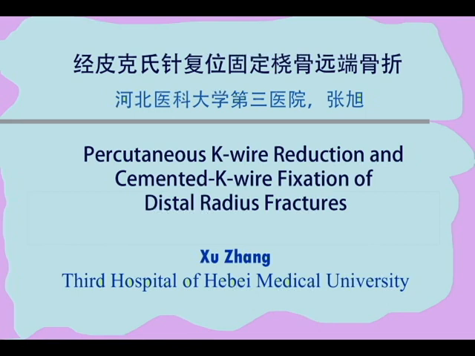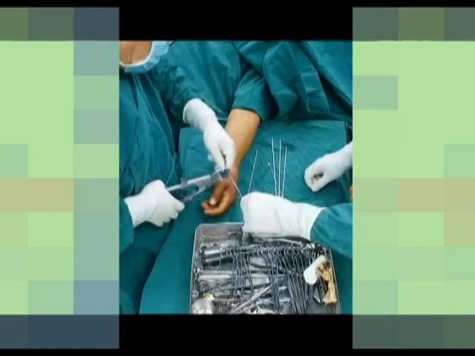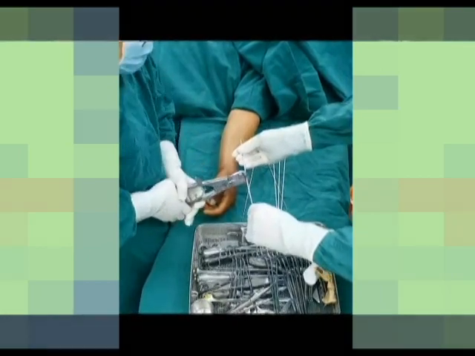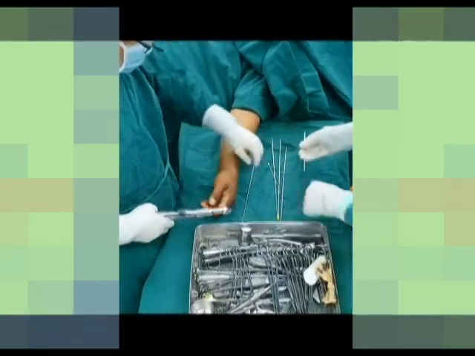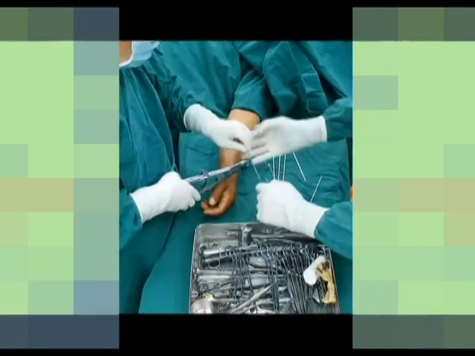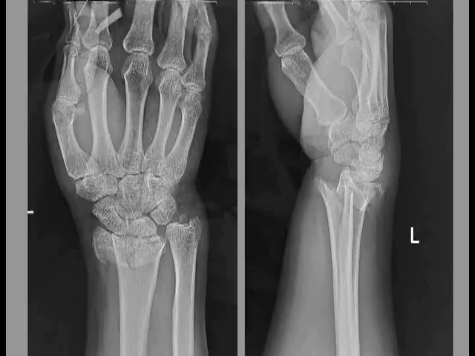We are going to introduce percutaneous K-wire reduction and cemented K-wire fixation for the treatment of distal radius fracture. This reduction technique is indicated when we predict difficulty in achieving good reduction, especially restoring radius height, due to the fracture pattern, compression mechanism, tissue swelling, and so on.